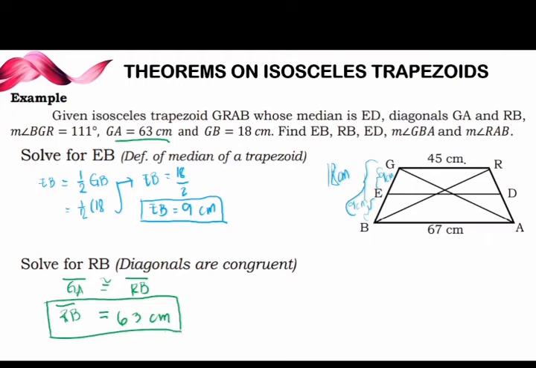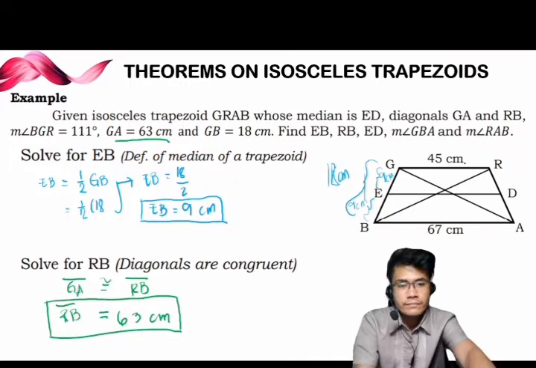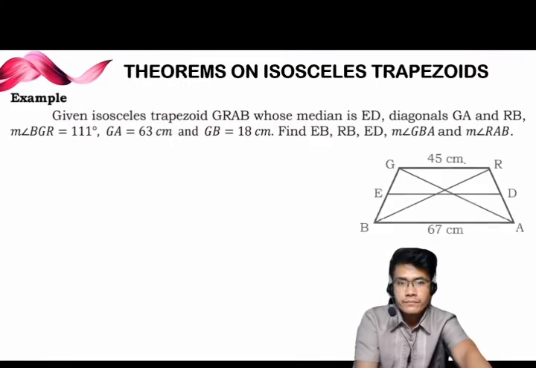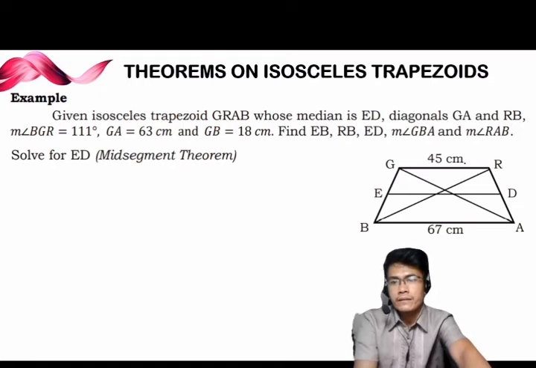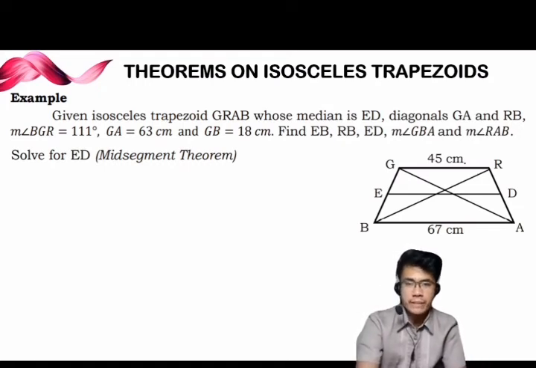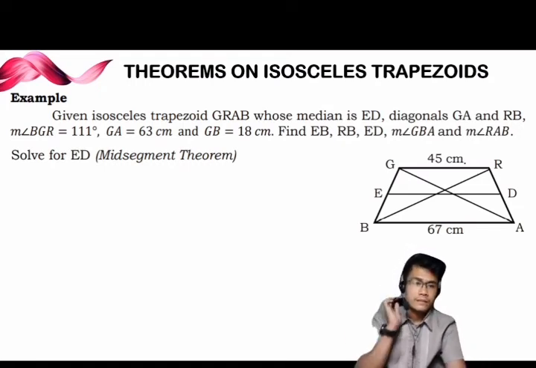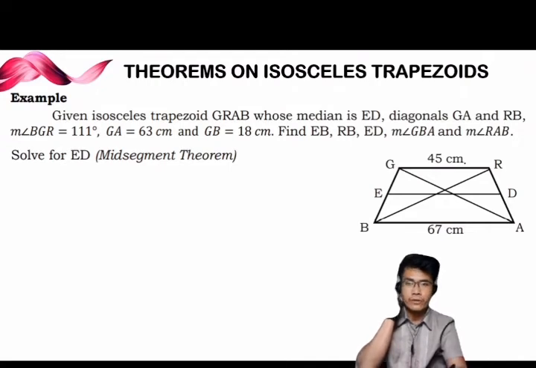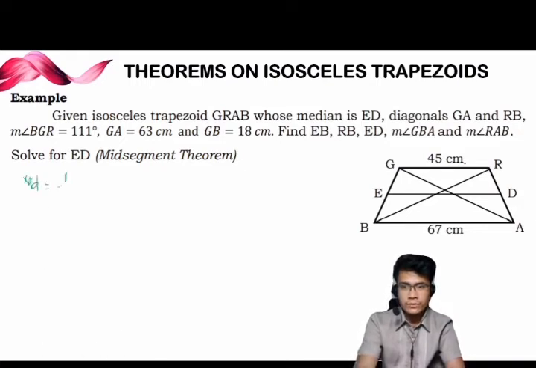Alright? Next. Mid-segment ED, or segment ED. So ED is the mid-segment, or what we call the median. According to the mid-segment theorem or midline theorem on trapezoid, the median is equal to half of the sum of the lengths of the two bases. So, 1/2 times B sub 1 plus B sub 2.